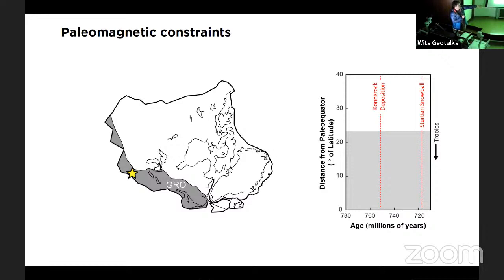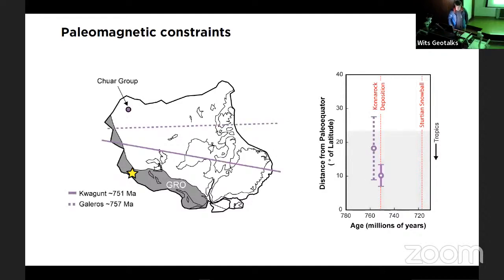We've got age on the x-axis, and on the y-axis is distance of the Chuar Group depositional area from the equator, right? So the smaller that angle on the y-axis, the closer it is to the equator. And what I've shown is the age of the deposition of the Chuar Group formation, which is around about 750. And then on the right, we've got what we think is the initiation of the Sturtian Snowball Earth, right, at 717 Ma. And this is the paleogeography of the United States around about that time, 750 Ma.